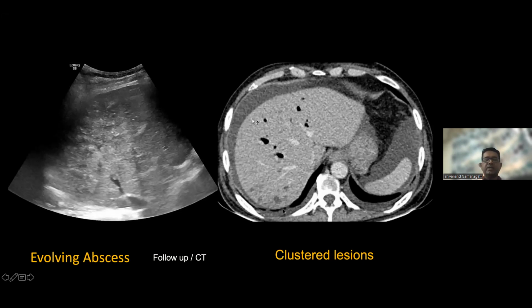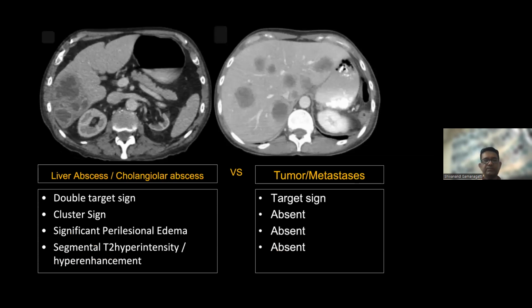And another is that you may sometimes see lesions clustered only in one segment or two segments. In a patient with a known malignancy, you may think of whether these are abscesses or metastatic lesions. So that may be a helpful sign to differentiate whether these are abscesses, cholangiolar abscesses, or metastatic disease. So how will you differentiate?